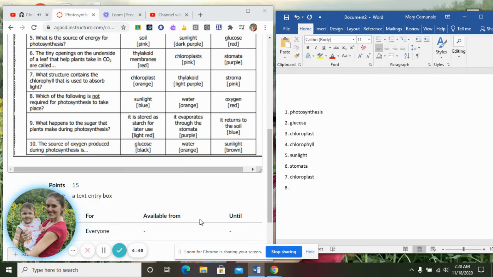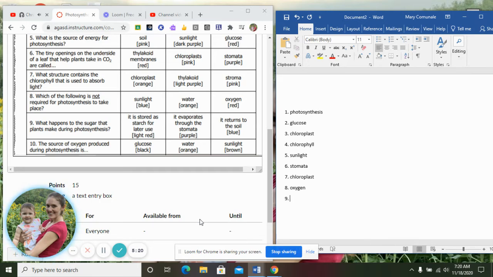Which of the following is not required for photosynthesis to take place? Well, we know they need sunlight, and they also need water. It's going to be oxygen. They actually give off oxygen, which is why it's so good to have plants around and why we actually need them. That's where we get our oxygen from. We give off carbon dioxide, they use that carbon dioxide to make glucose, and then they give us back oxygen in return. So it's just a cycle. If we get rid of all the plants, we're also going to get rid of all of our oxygen.